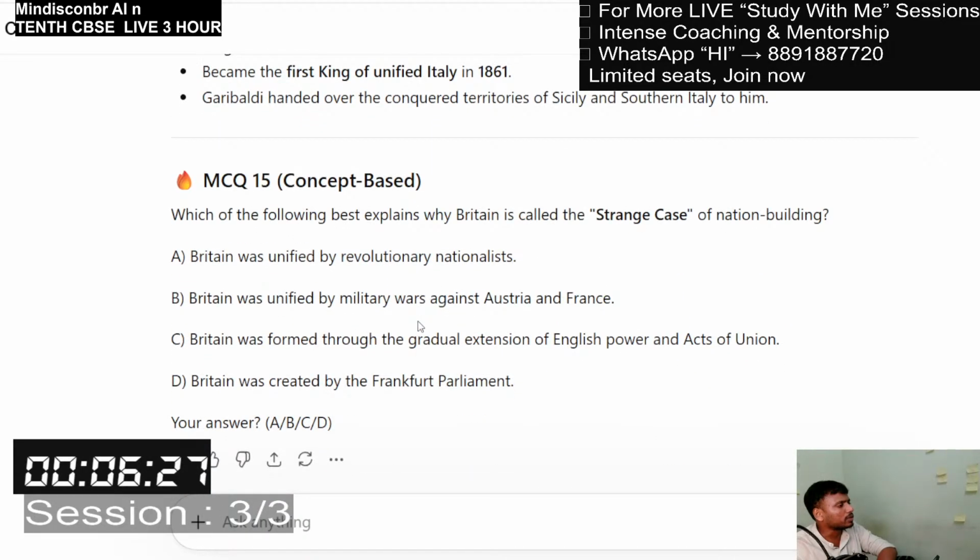Which of the following best explains why Britain is called the strange case of nation building? A: Britain was unified by revolutionary nationalists. B: Britain was unified by military war against Austria and France. C: Britain was formed through the gradual extension of English power and acts of union. D: Britain was created by the Frankfurt Parliament. Most probable answer is C.